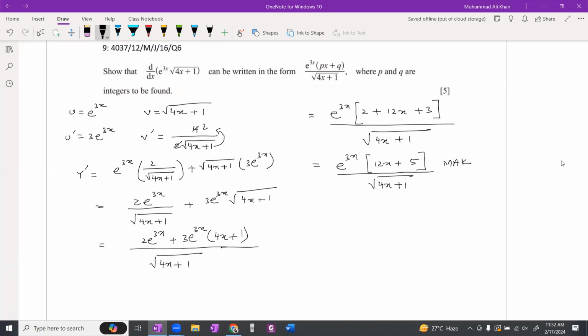What is the value of P? The value of P is 12 and the value of Q is 5.